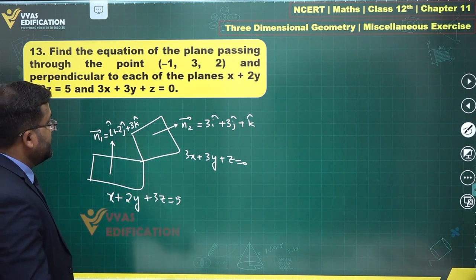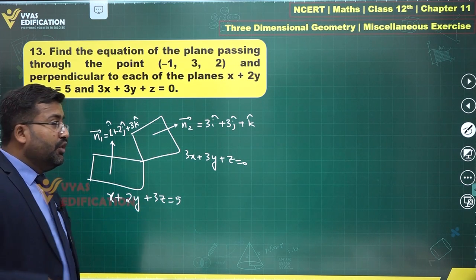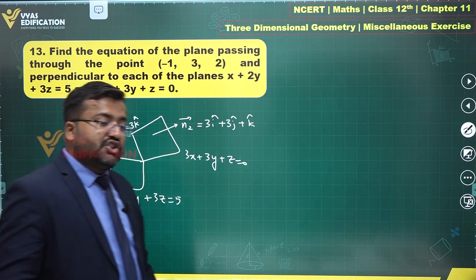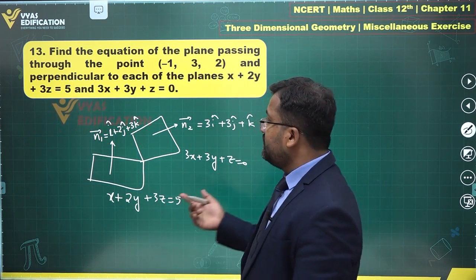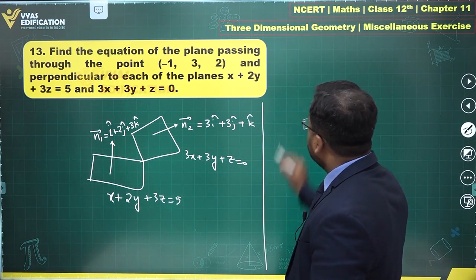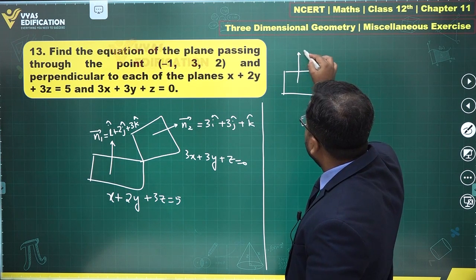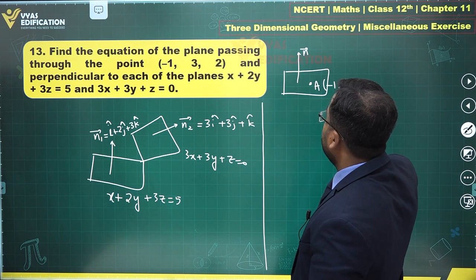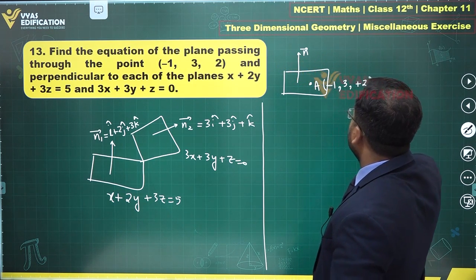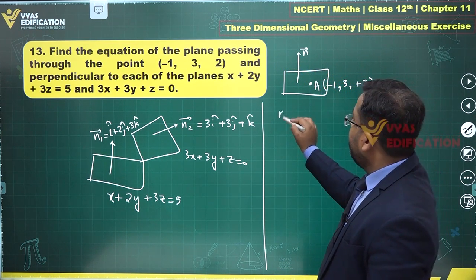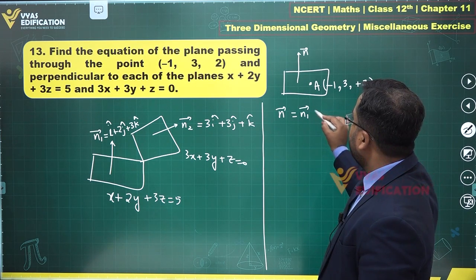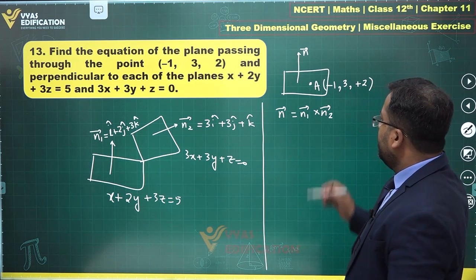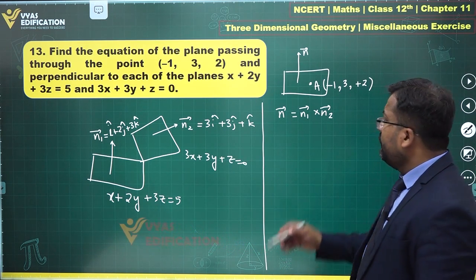These will be the two components, and a plane which is perpendicular to both of these planes will have its normal vector perpendicular to both n1 vector and n2 vector. So for the required plane, you have this as the n vector and the point A, which is minus 1, 3, 2. The normal vector will be nothing but n1 vector cross n2 vector, right? And what is n1 cross n2?